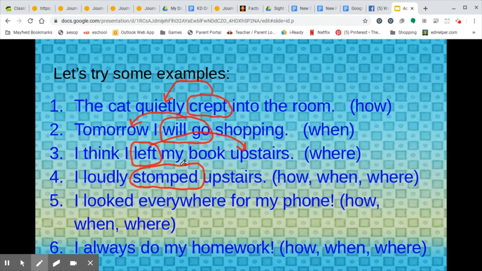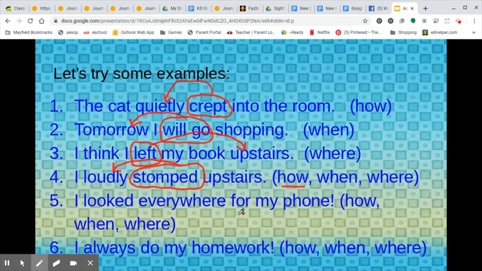Okay, well, I know that adverbs often end in ly, so I think the adverb is loudly, and loudly tells what? That's right, how I stomped. How did I stomp? I stomped loudly. Now we could put loudly in front. I loudly stomped upstairs, or we could even say I stomped upstairs loudly. It would make sense either way.